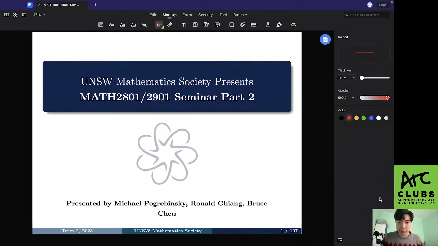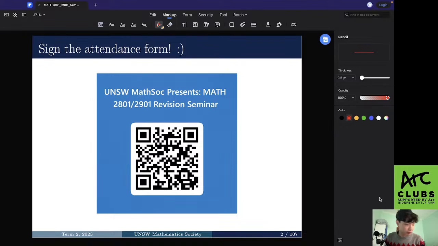Today we'll be going through the revision seminar for 2801, 2901, of course, stats. And this part is going to be based around things like convergence, estimators, and hypothesis testing. I'm Ronald. I'll be handling the first part of convergence, and the rest is going to be handled by maybe a minute or so.